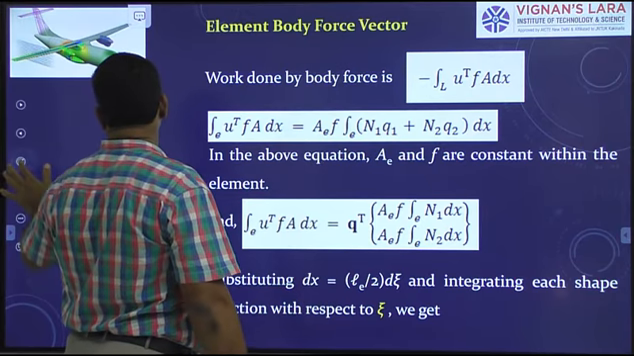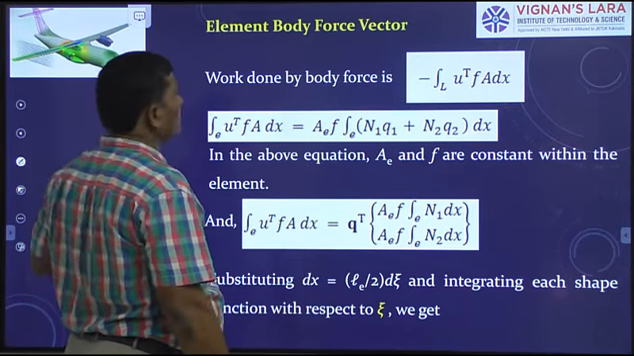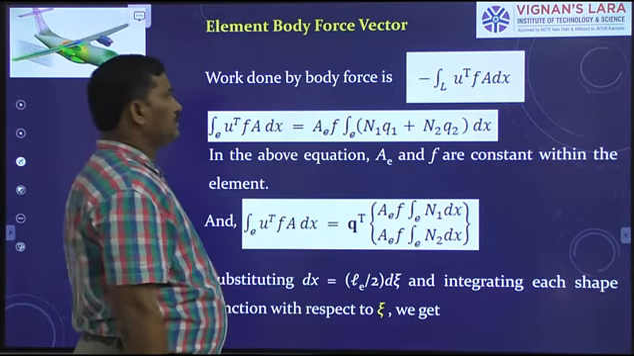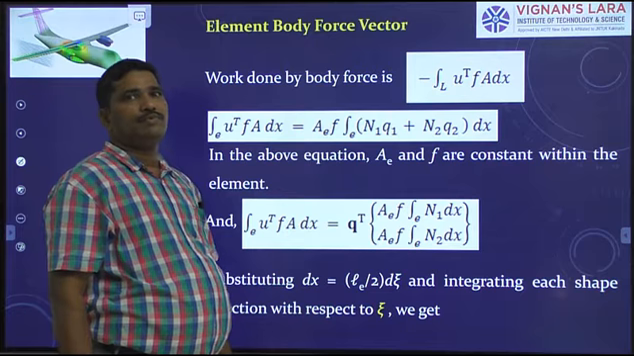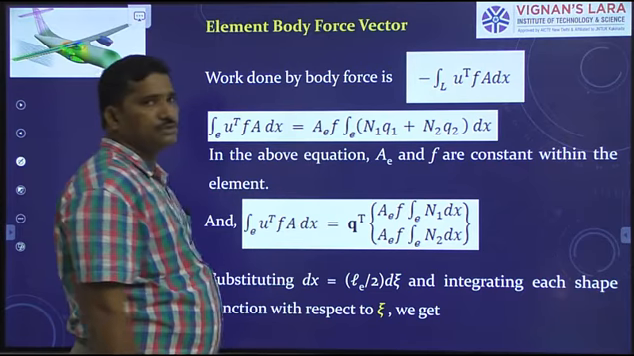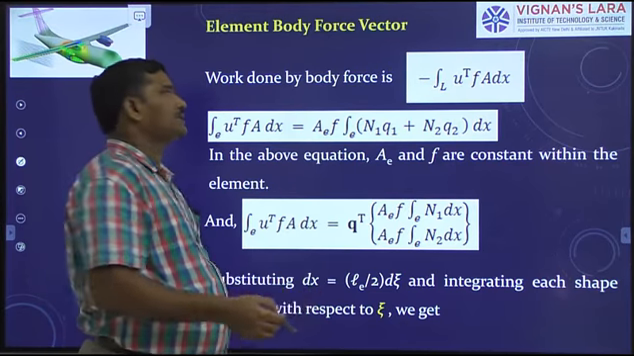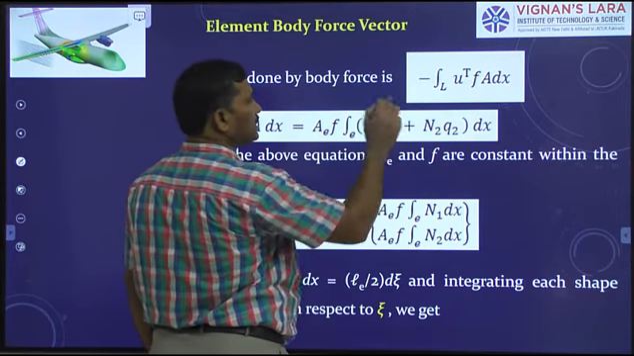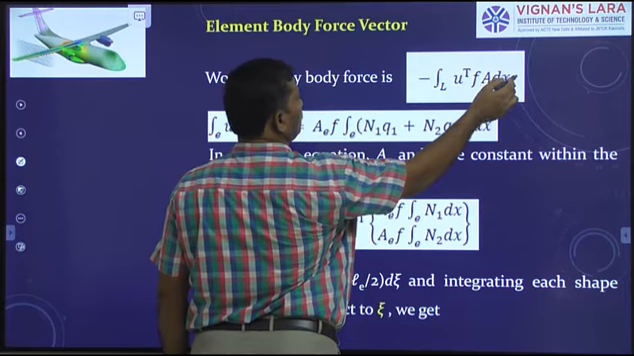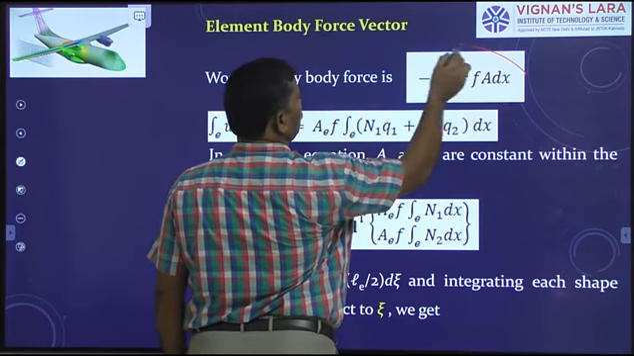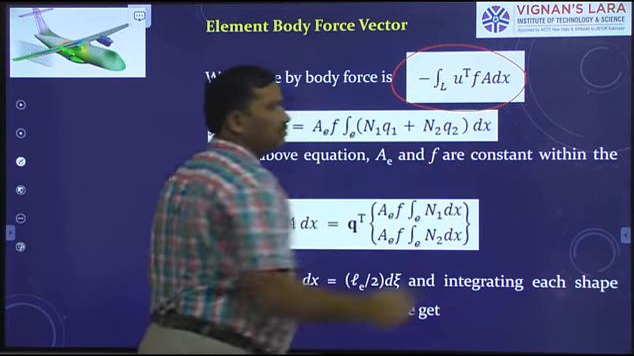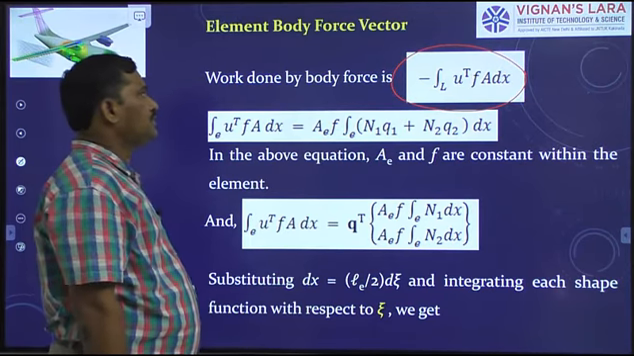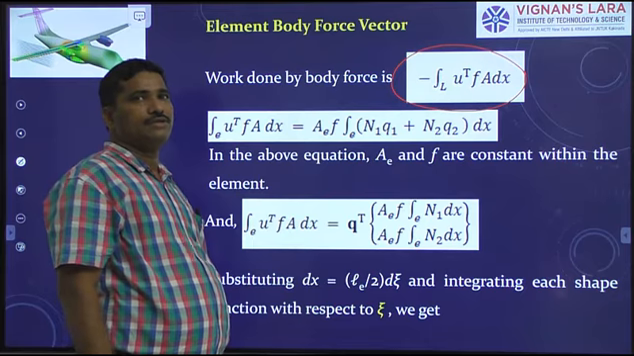So here, the minus indicates that the work potential due to body force is the work done by the external force. The work done by the external force is considered negative. So therefore the work done due to body force is minus integral over the length of the solid u transpose F A into dx.